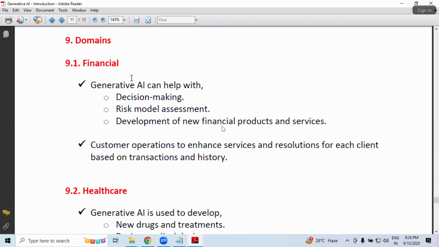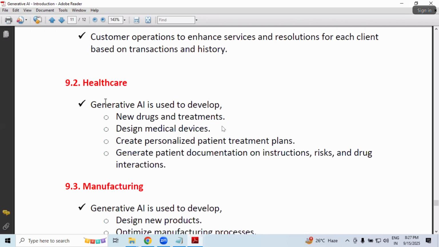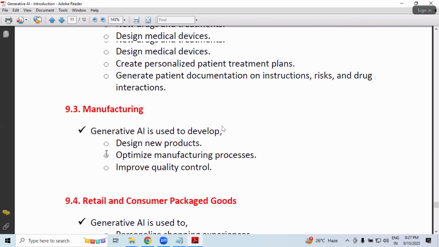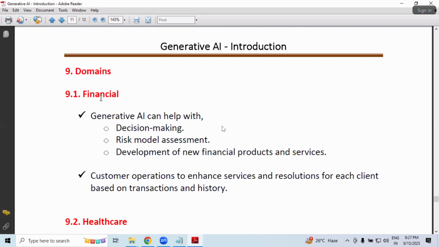The next one, domains. Financial domain, healthcare domain, manufacturing, retail. These are all domains where it is being used. Let me tell you, in the financial domain, the best example is decision making: can I give a loan or not? Not only ML, actually. In the backend, generating content is really important. Okay, we can give the loan.